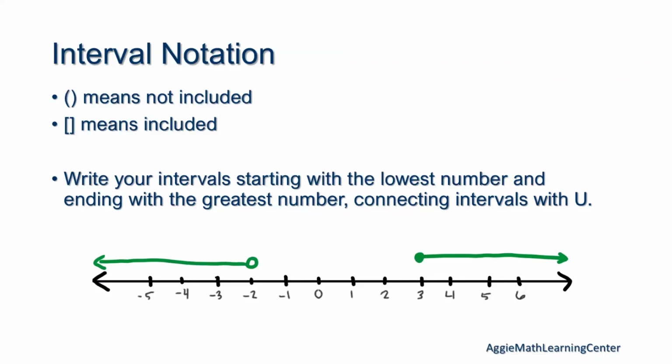So here you'd have, it goes from negative infinity, and you know that because of the arrow. And then it goes up to -2, and -2, because it's an open circle, is not included, so we do a parentheses. And then you union that with a 3, and 3 is included because it's a closed circle. And that goes up to infinity, and you know that because of the arrow. And with the infinities, because infinity isn't an actual number, that's why you do a parentheses, not a bracket. Any questions on this slide?